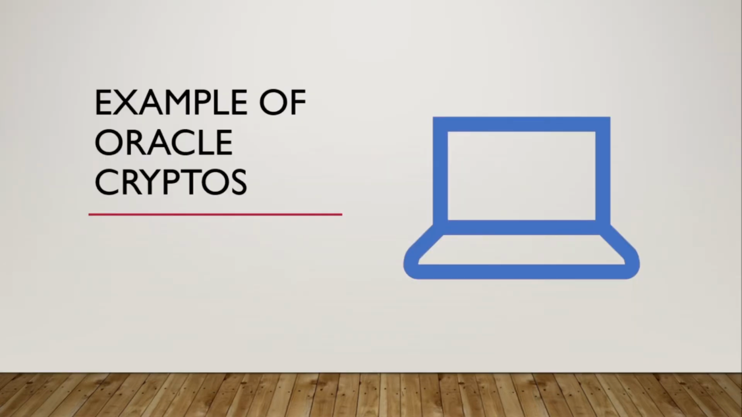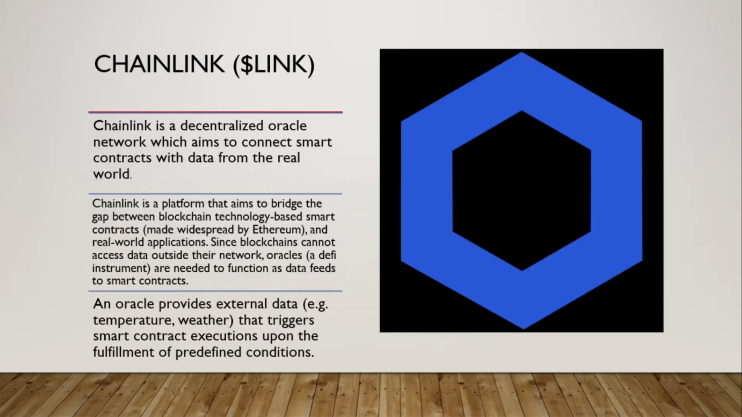Example of Oracle cryptos. CHAINLINK. CHAINLINK is a decentralized Oracle network which aims to connect smart contracts with data from the real world. CHAINLINK is a platform that aims to bridge the gap between blockchain technology-based smart contracts, which are made widespread by Ethereum, and real-world applications. Since blockchains cannot access data outside their network, oracles, a DeFi instrument, are needed to function as data feeds to smart contracts.